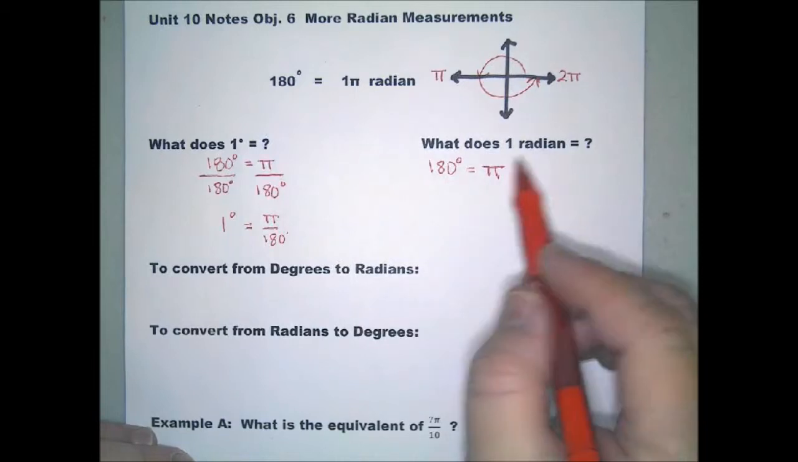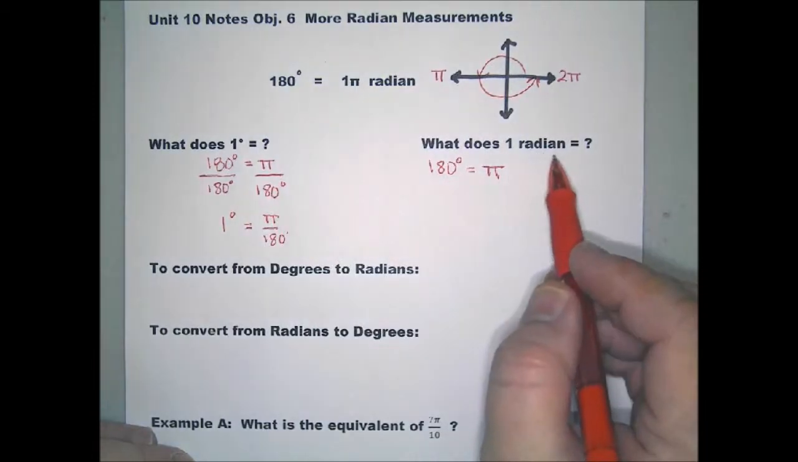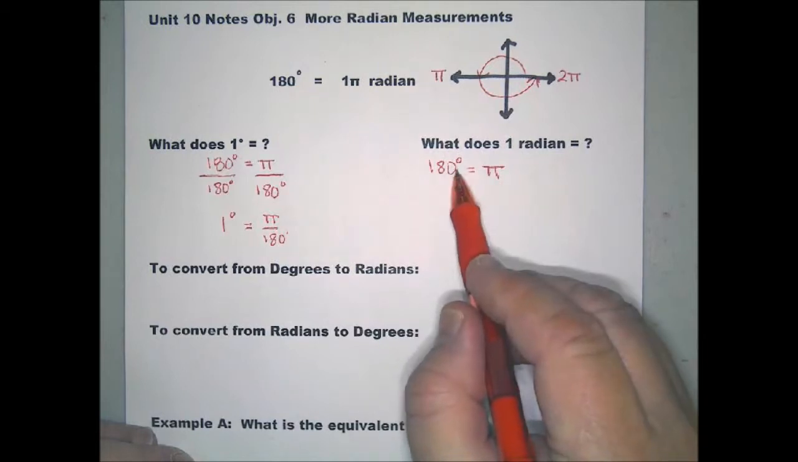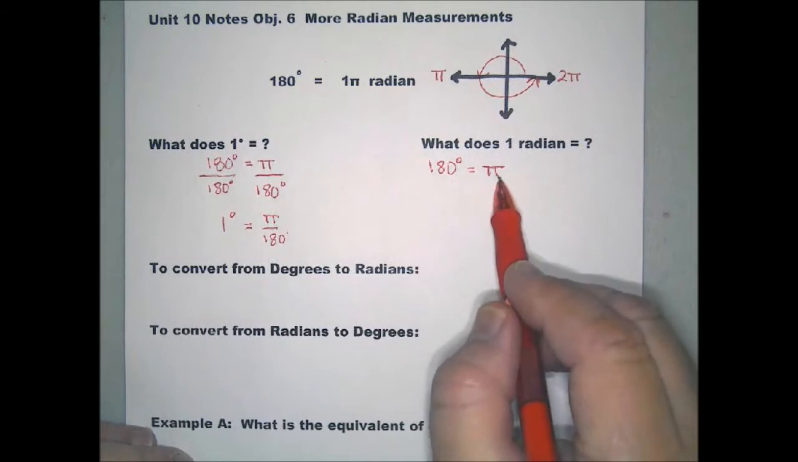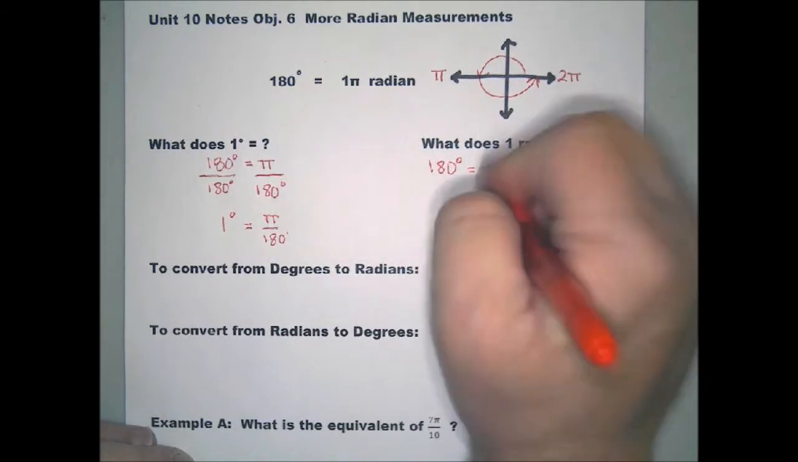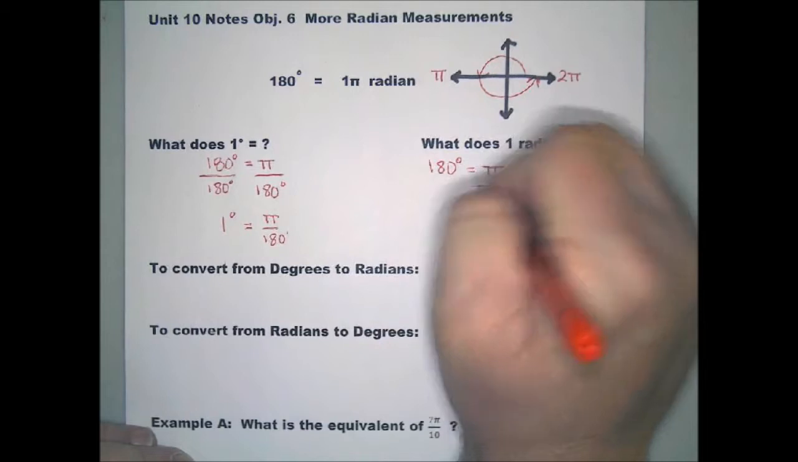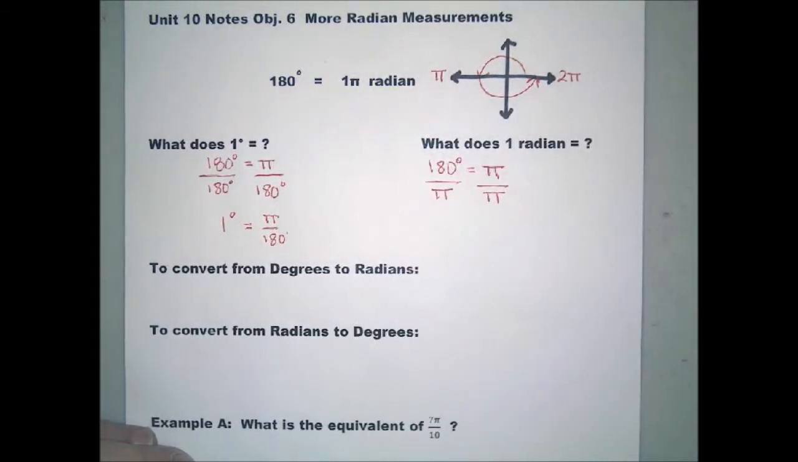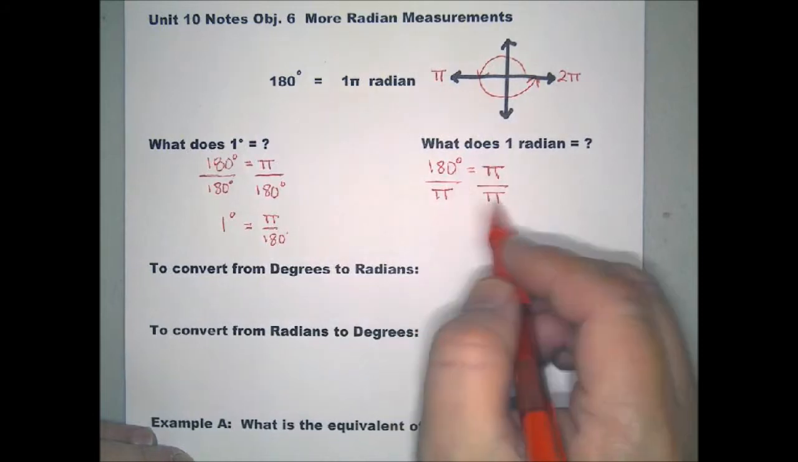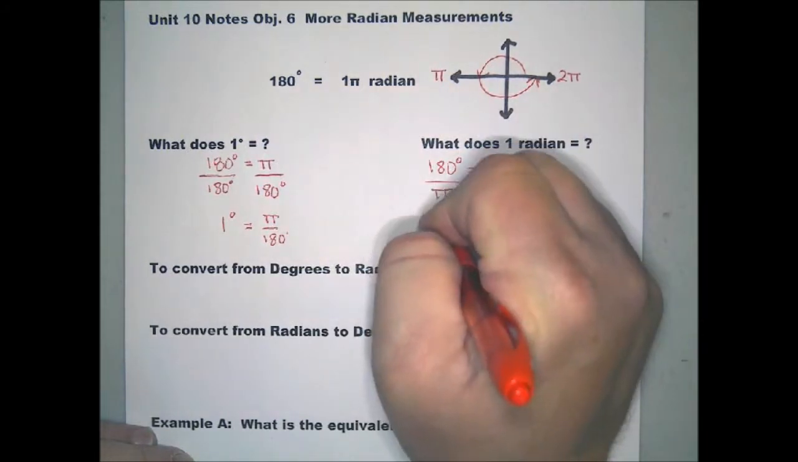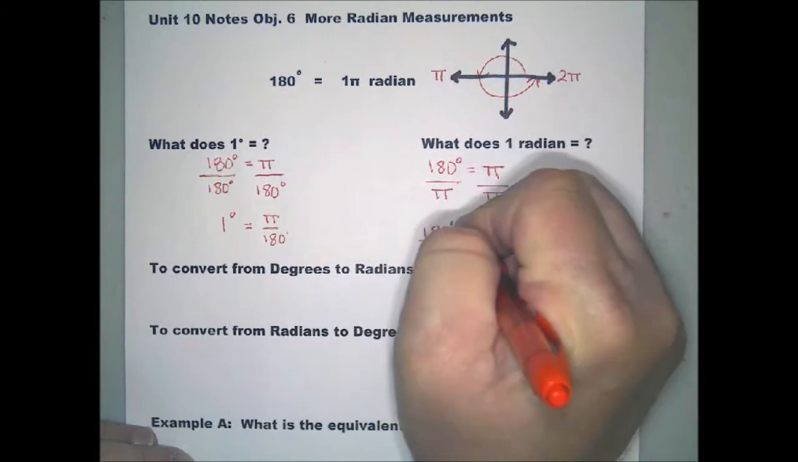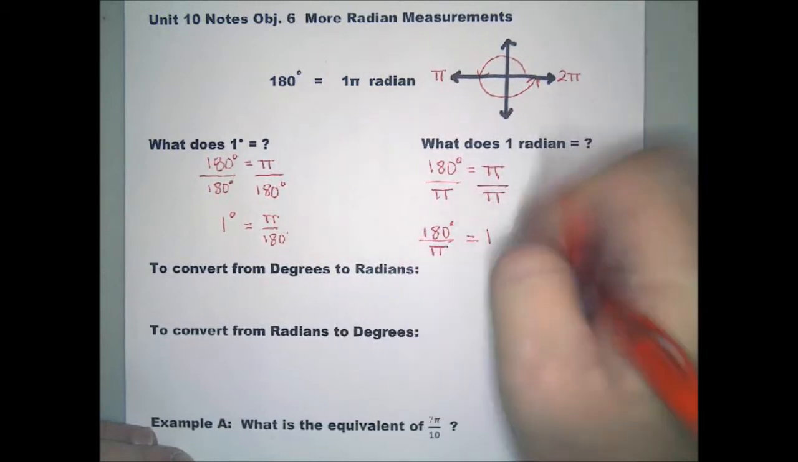Now, what does 1 radian equal? Well, I'm going to start with the same equivalency again, but this time it isn't the 180 that I want to turn into a 1, it's the pi that I want to turn into a 1. So I have to divide both sides by pi. And what that gives me is the identity of 180 degrees over pi equals 1 radian.